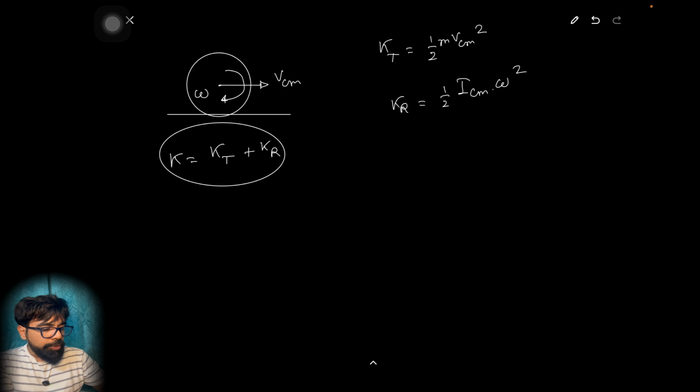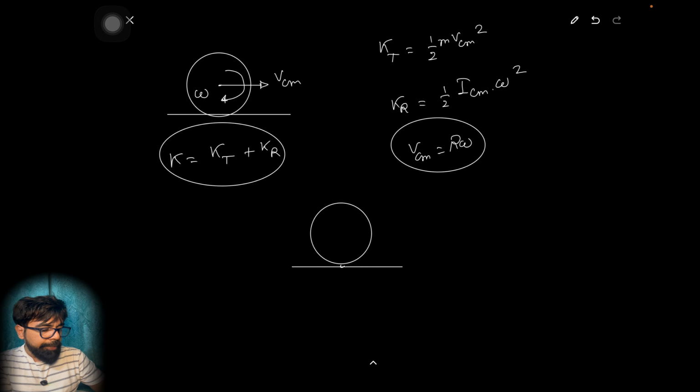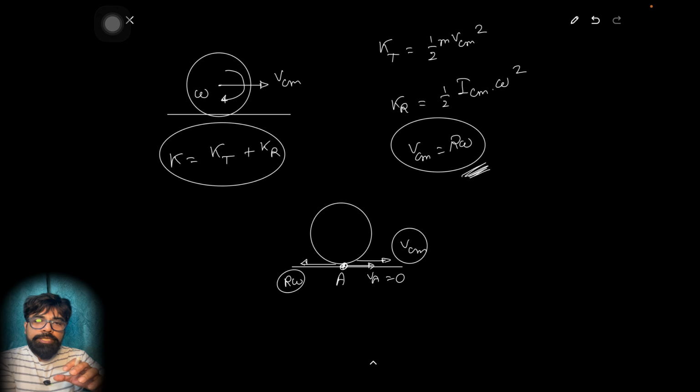And in case of pure rolling, the velocity of center of mass and r omega must be equal, which implies that if the ground is at rest, the net velocity at the point of contact with the ground, which is VA, will become 0, because VCM direction is in the forward direction and the r omega direction is in the reverse direction. So they will cancel out because of this condition. So this point, which is the bottommost point, will be at rest.